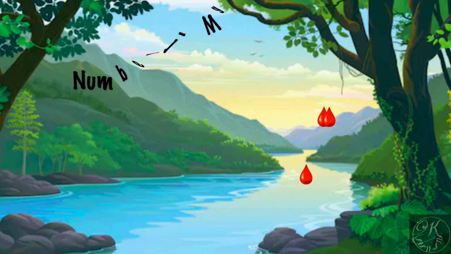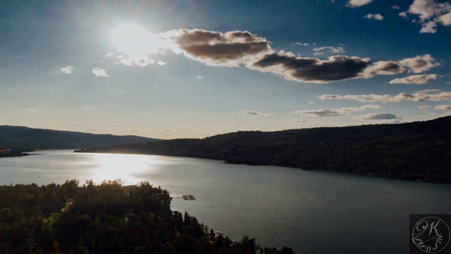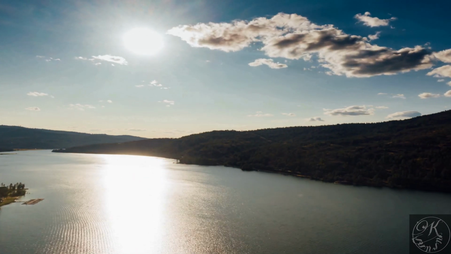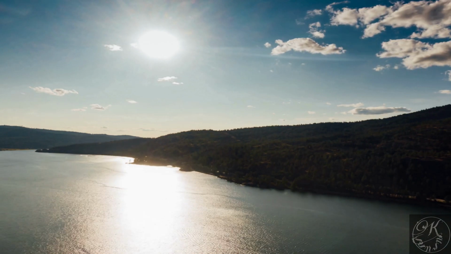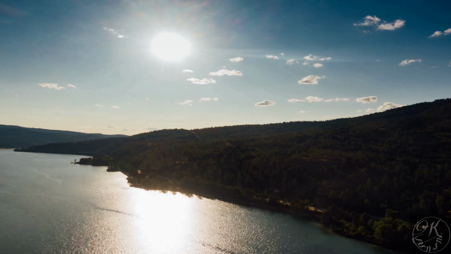Number 1, water turned to blood. This is the first curse put upon Egypt, where the Nile, one of the world's longest rivers, will turn red and flow as blood. To unleash the first plague, Moses struck the river Nile with his staff, turning its waters to blood, in the canals, tributaries, ponds and pools throughout Egypt.